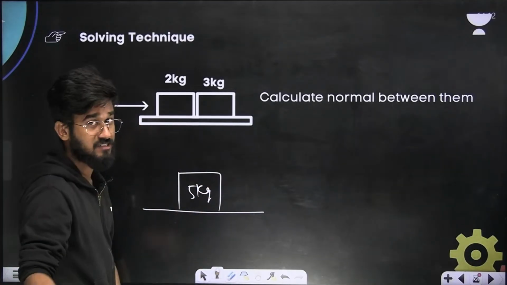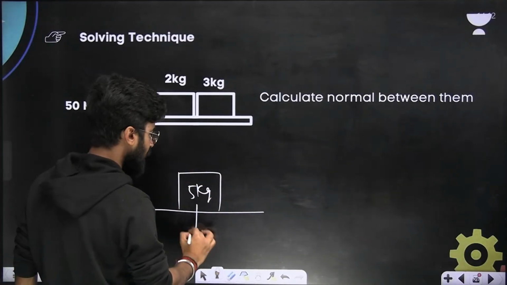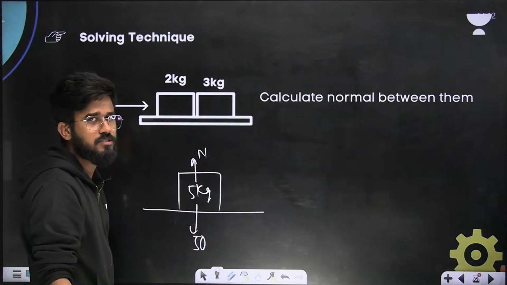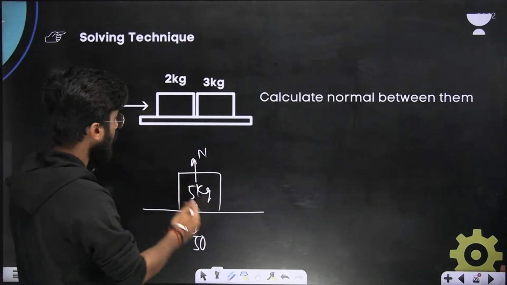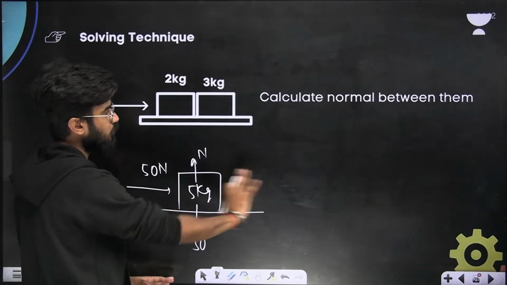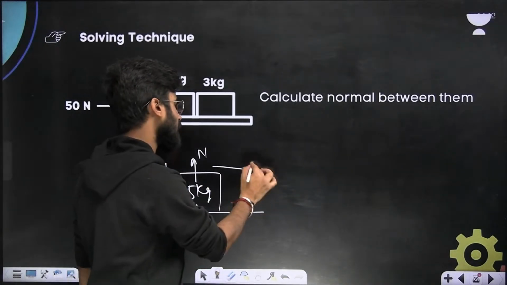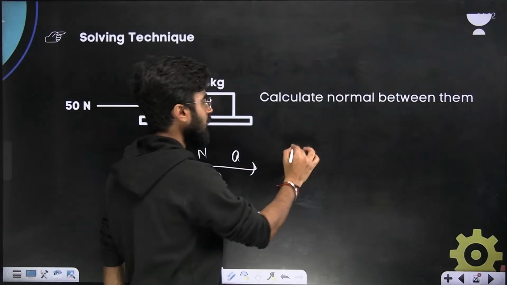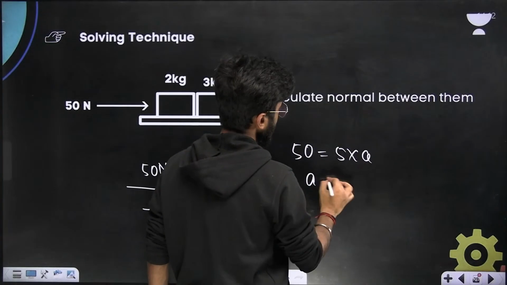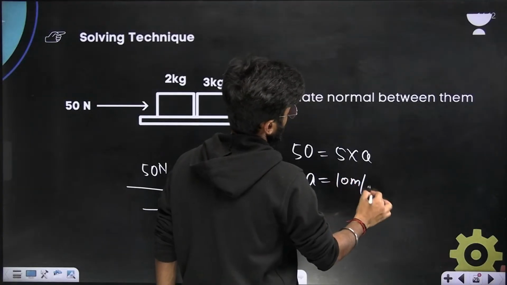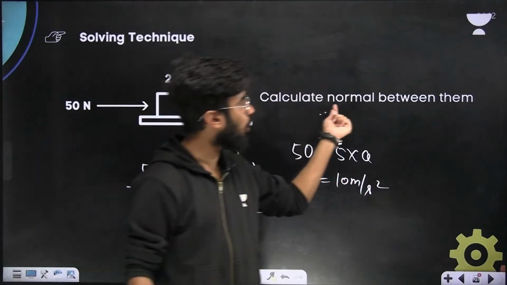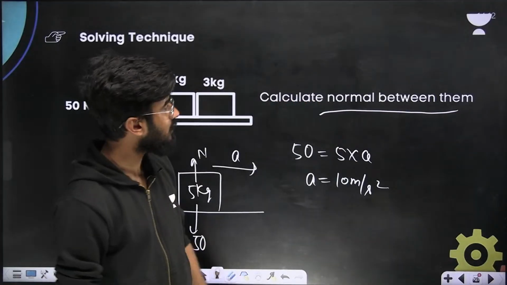What are the forces? We just have to follow the steps. This is 50 N, this is normal. We don't have to talk about this, because this is not our topic to be asked. This is 50 newtons, and this is moving. Suppose the acceleration of the system is a, so we can simply write 50 equals 5 into a, which means acceleration is 10 meters per second square. So first of all, we have calculated the acceleration. Now we have to calculate the normal between them.